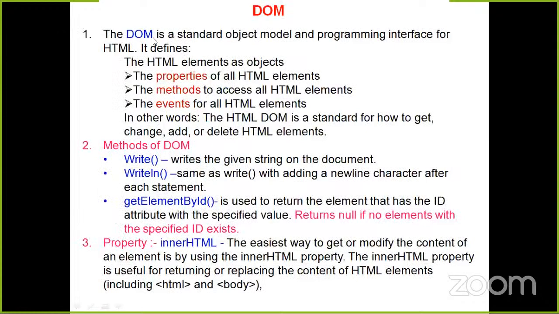Now it is an object, so it also has properties, methods, and events. In other words, the HTML DOM is the standard for how to get, change, delete or add HTML elements. Now these are the methods we have already learned: document.write, which writes the given string onto the document. It appears on your screen, in the browser window. writeln adds a new line character after each statement, and getElementById has only one property, that is innerHTML.